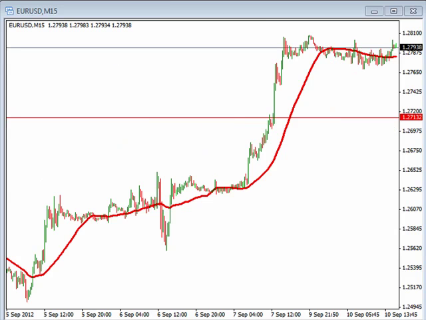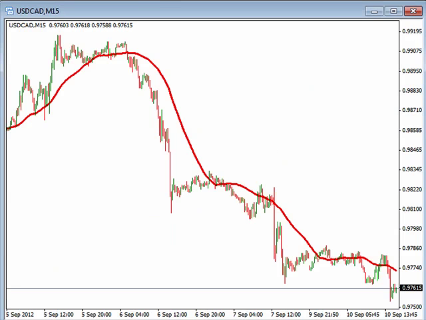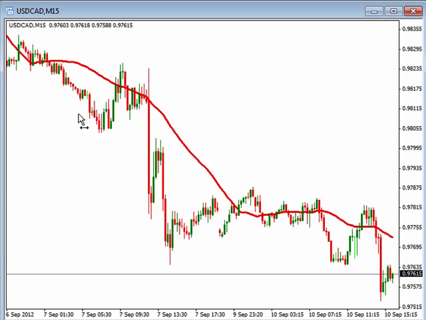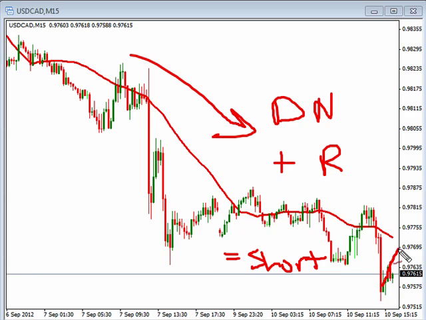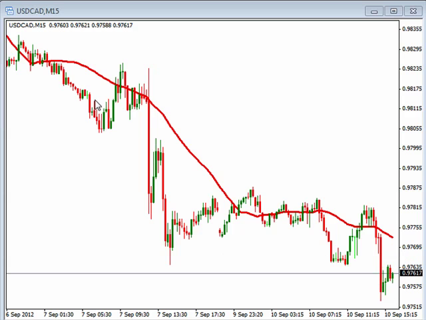Now, if we went to something like the USD/CAD, we'll blow this up just a little bit here. We've got the trend here moving down, so downtrend plus resistance equals short, or to sell. Well, right now we need to get a little bit more of a pullback, although we could say that we've got some support here, old support, new resistance. Clear that up and we'll draw it in just a little bit more here.